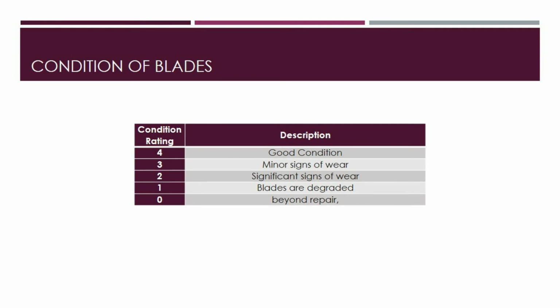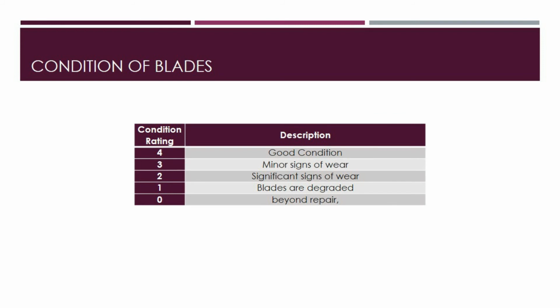Moving on to the third category, which is the condition of the blades. With a rating of 4, it means that the blades are in good condition, which means that they're clean, free from corrosion, cracks, distortion, abrasion, or obstruction. The fasteners are tight, and there is no visible evidence of looseness, loss of adjustment, or excessive wear on the bearings.